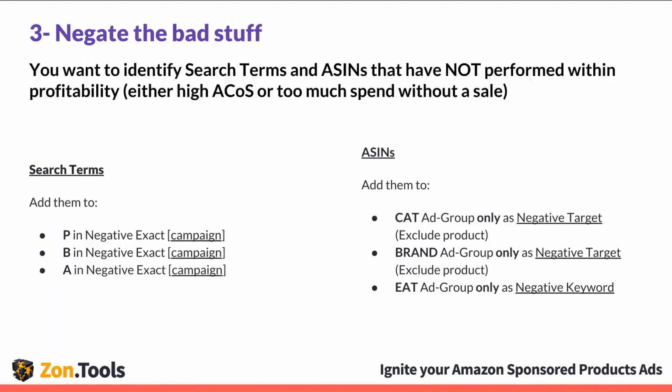No. There are different strategies here, but the bottom line is if you're selling for $10 and your profit margin is 50%, you wouldn't want to spend more than $5 to sell that. So we're going to identify either terms that have high ACOS or terms that have high spend but zero sales, and we're going to add them in negative exact in the phrase campaign, in the broad campaign, and in the auto campaign, if they are search terms. If they're ASINs, we're going to add them as negative targets in the category ad group, as negative targets in the brand ad group, and as negative keywords in the auto ad group. And remember, as before, you need to change them from small caps to full caps.